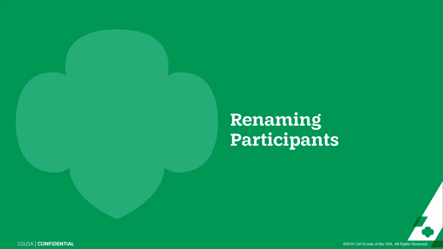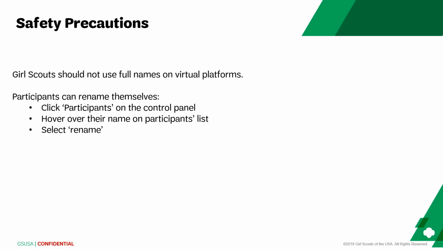As the meeting host, you may need to rename participants due to safety concerns, participants with the same name, or inappropriate names. As a safety precaution, advise all Girl Scouts to limit their names on Zoom to their first name, last initial, or a camp name. Girl Scouts should not be using their full names on virtual platforms. Participants can easily rename themselves by finding their names on the participants list and clicking Rename.